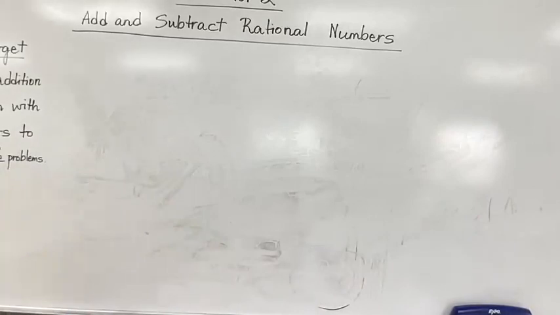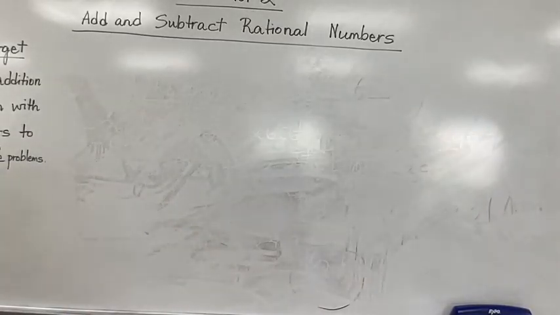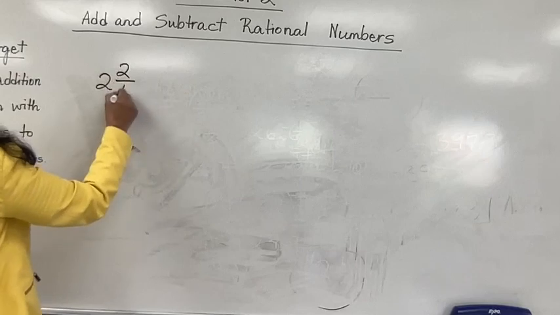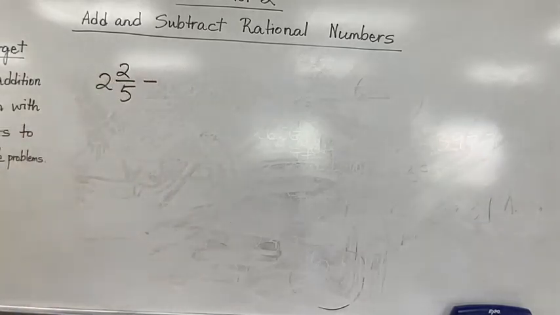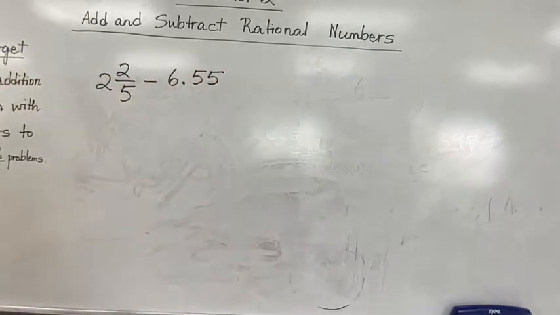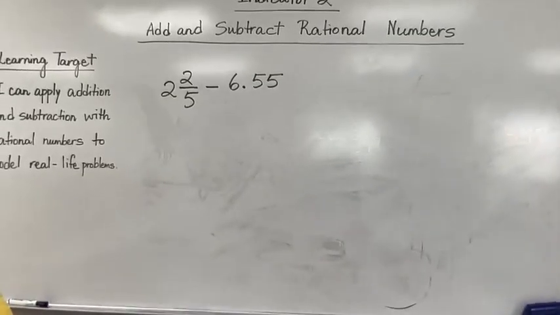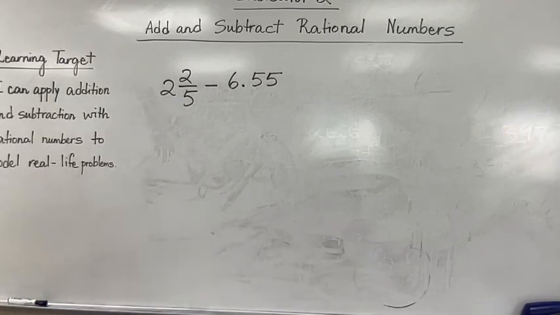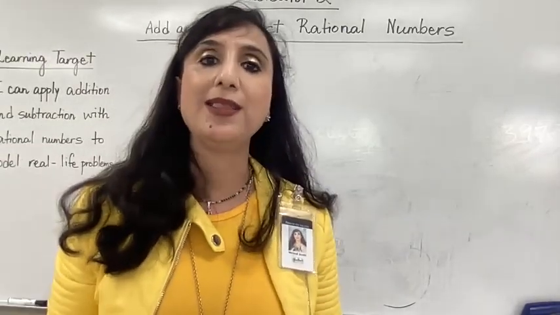If I give you a problem, 2 and 2/5 minus 6 and 55/100. If I give this to you, I am first going to show you writing the mixed number straight. So write the mixed number or fraction as the decimal first, because that is the first thing I'm trying to do, is to convert it to the same format. So we'll start with using both in the decimal form.